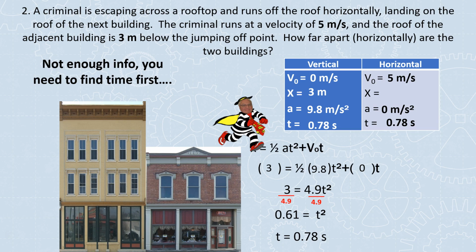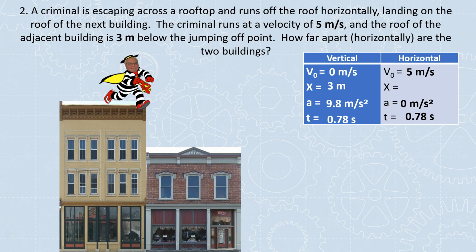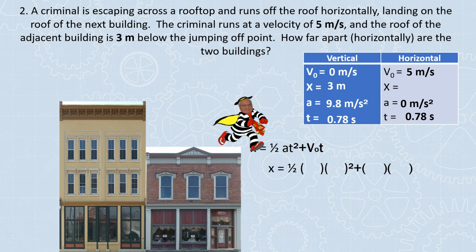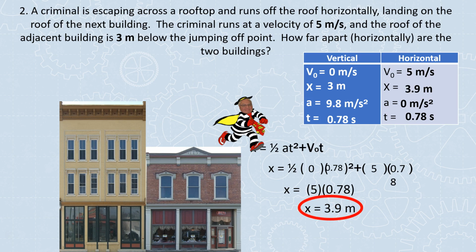Now that I have my time, I have enough information to find my horizontal distance, but I need to use all my horizontal information. Final velocity is not included, so there's my formula. I use my horizontal acceleration, my horizontal time, my horizontal initial velocity, my horizontal time. The first half of that equation goes away because of the zero, so my horizontal distance is just 5 times 0.78 or 3.9 meters. That's how far the burglar jumped horizontally.